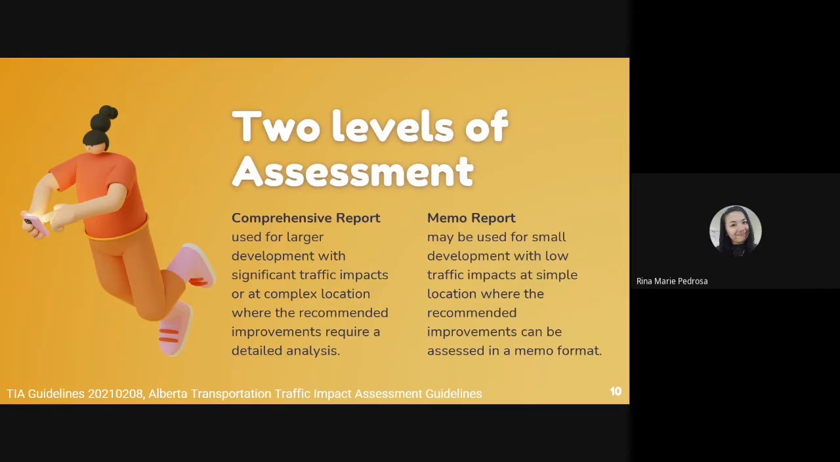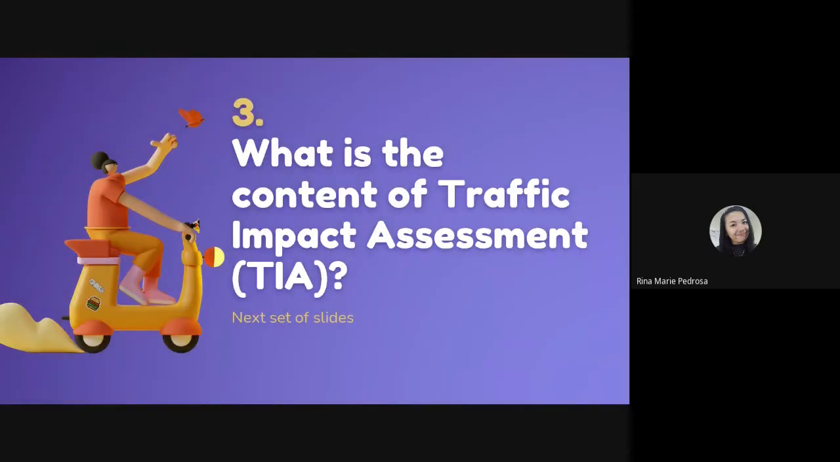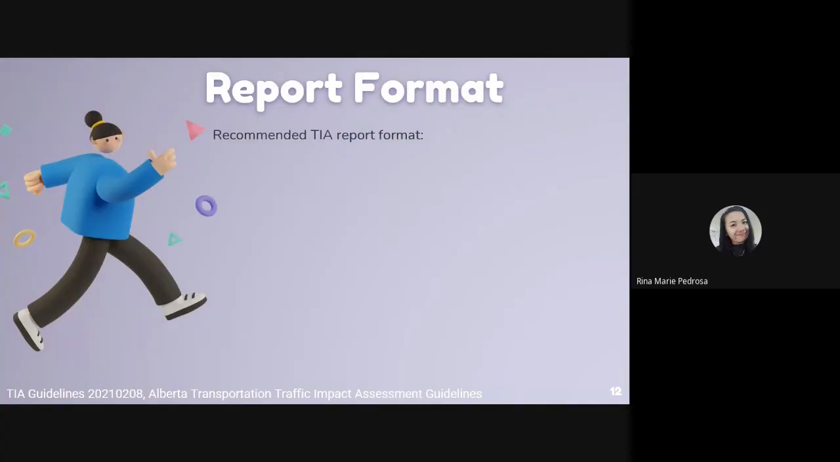While the following sections of guidelines provide general requirements for a comprehensive assessment, the level of analysis required in support of each development proposal may vary depending on the complexity of the site. Certain sections may not be applicable, while other additional analysis may be required. Moving on, what is the content of this traffic impact assessment? A report format of this one, based on the TIA guidelines of Alberta Transportation Traffic Impact Assessment Guidelines.